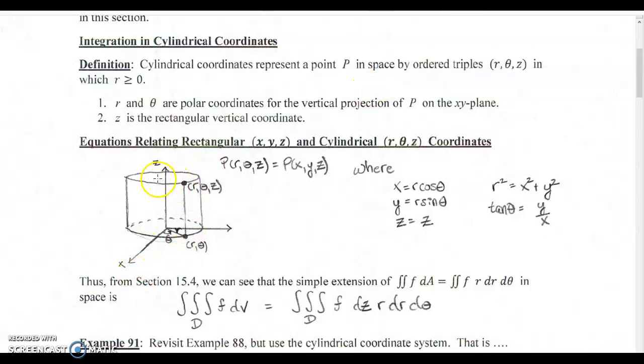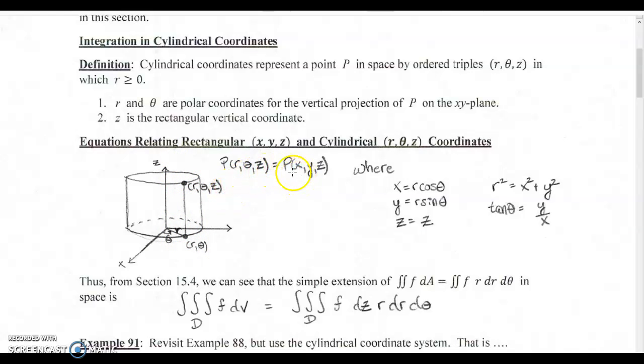You can imagine it comes from thinking of a typical right circular cylinder centered on the z-axis. So the base of these types of cylinders are circles, so it makes much more sense to use r and theta than it does x and y. And the height of the point still makes sense to use z.